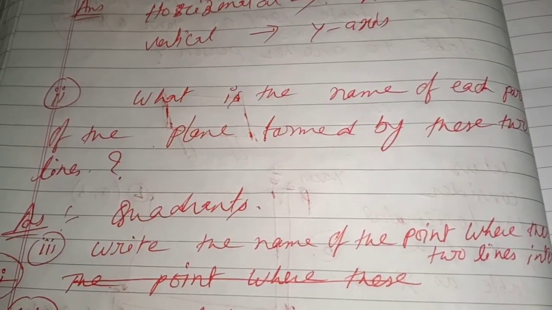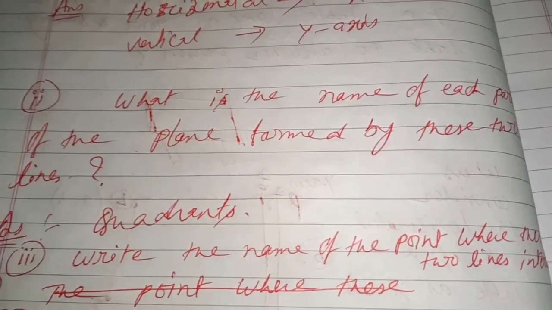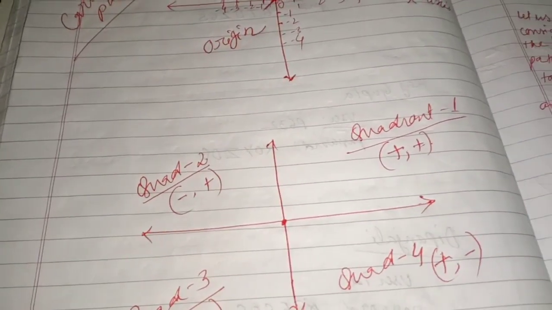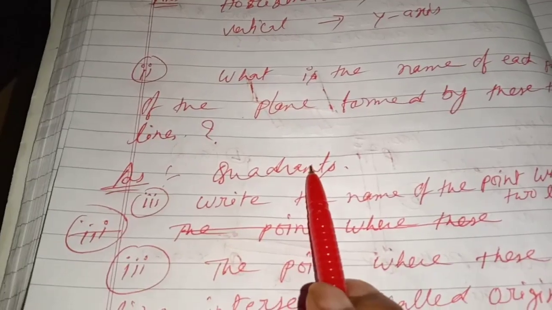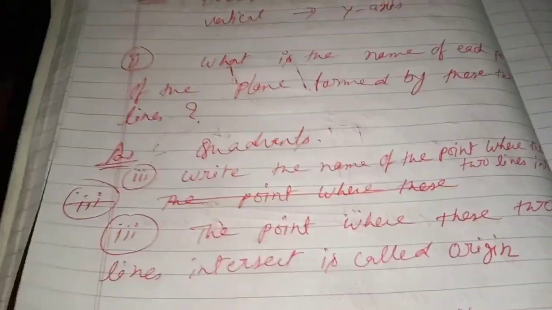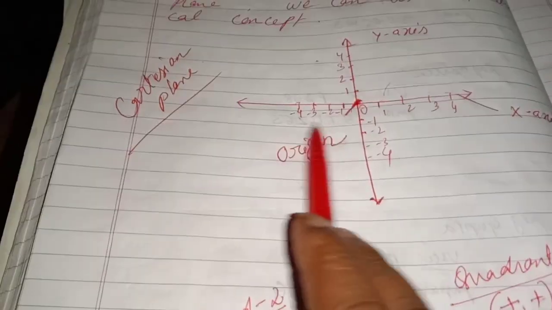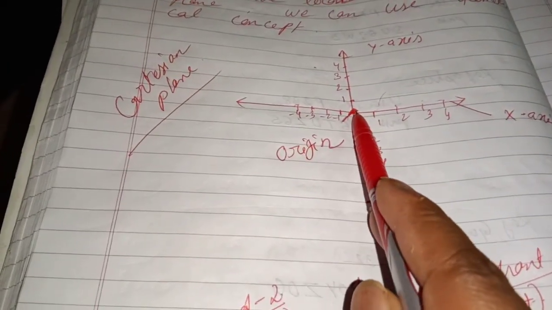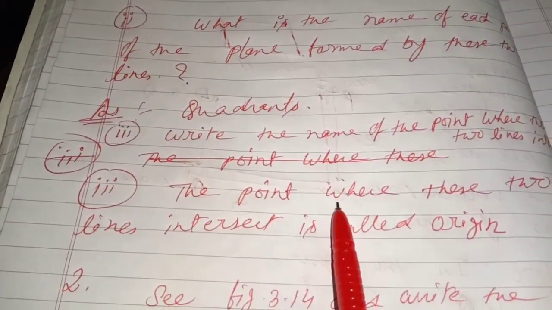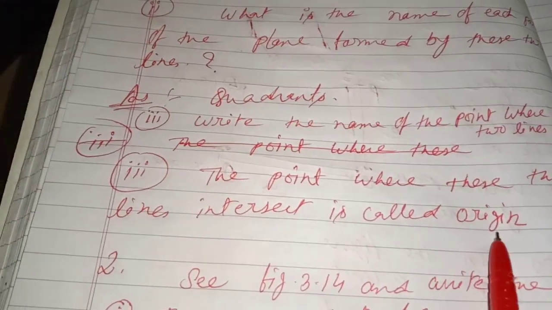What is the name of each part of the plane formed by these two lines? So you see this one. Each part is called a quadrant. There are 4 quadrants, but each part is called a quadrant. So I wrote here the answer: quadrants. Write the name of the point where the two lines intersect. See the figure? Where the two lines intersect, this point is called what? Origin. So you can write the point where these two lines intersect is called the origin.